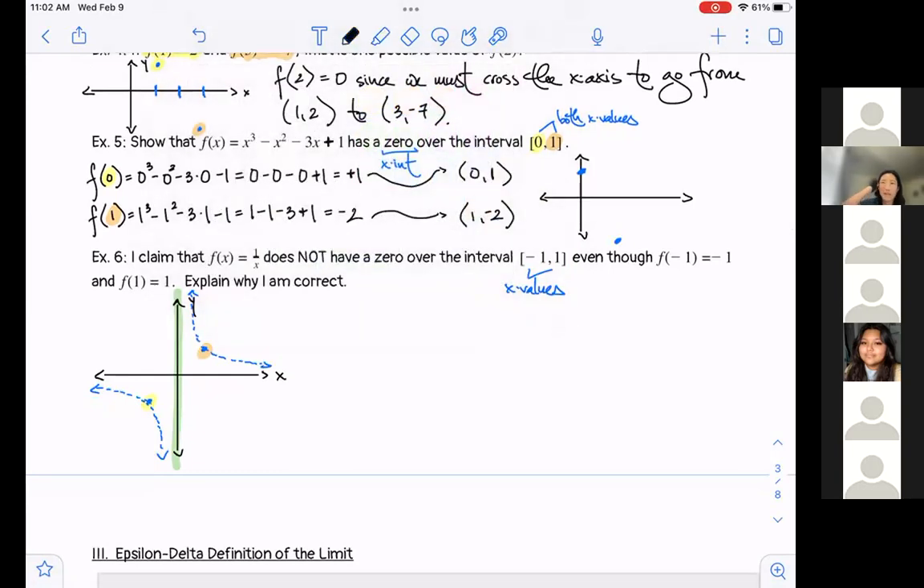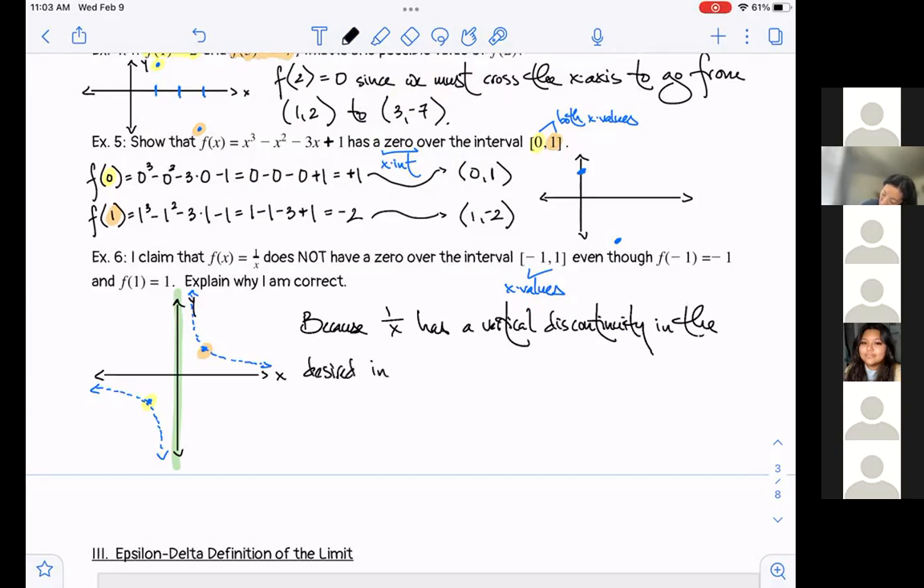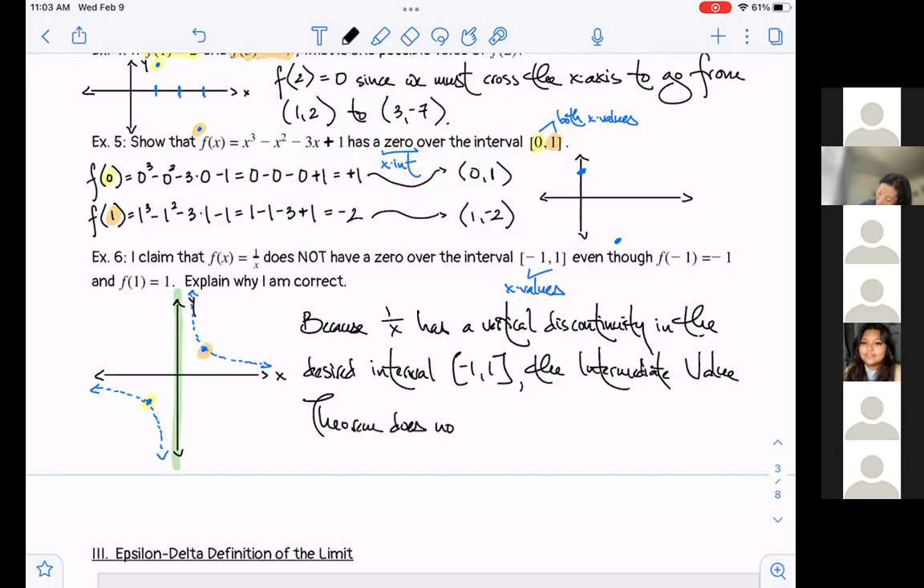Okay, so that's kind of a lot. Let me write that out. Because 1 over x has a vertical discontinuity in the desired interval, -1 to 1, the intermediate value theorem does not.